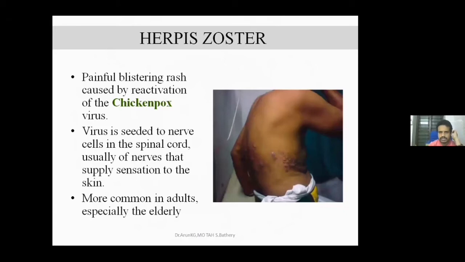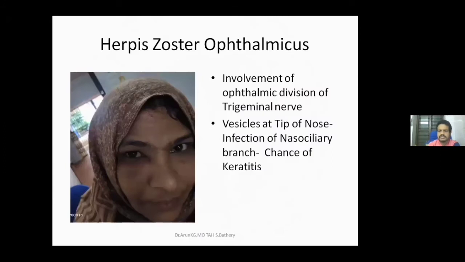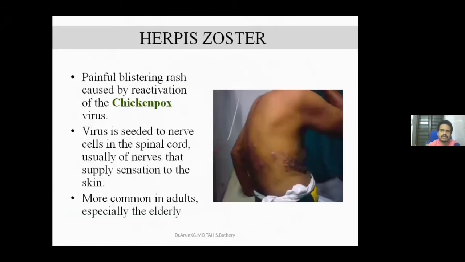Then herpes zoster. It's a painful blistering rash. You all know it's due to reactivation of the chickenpox virus. It usually happens in adults, the elderly, and the immunocompromised. The most commonly affected areas are the face along the trigeminal nerve, then the axillary area, then the thigh.